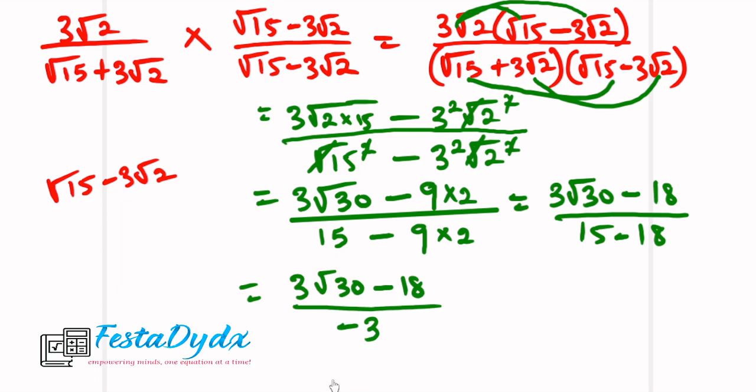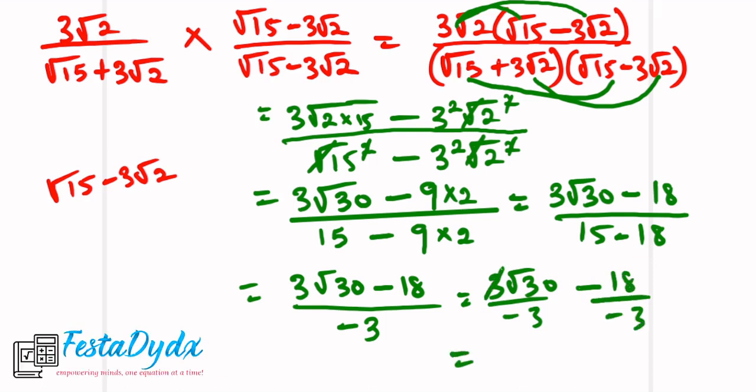Now something is common. 3 is here, 3 is here, 18 is here. 3 can actually go in 18. So let's split this, then we'll have a common answer. So 3 root 30 all over minus 3 minus 18 all over minus 3.